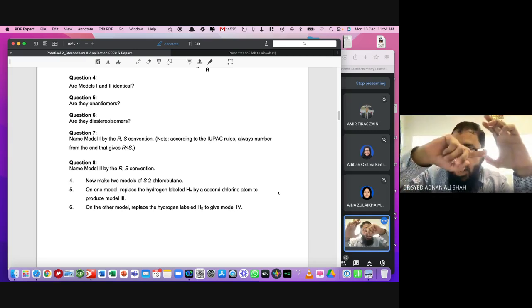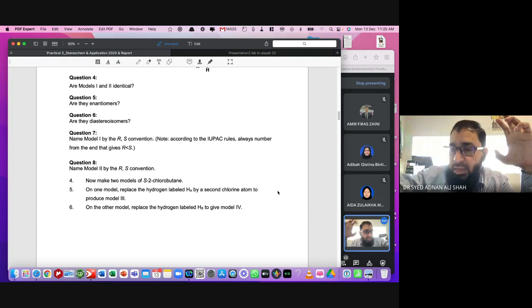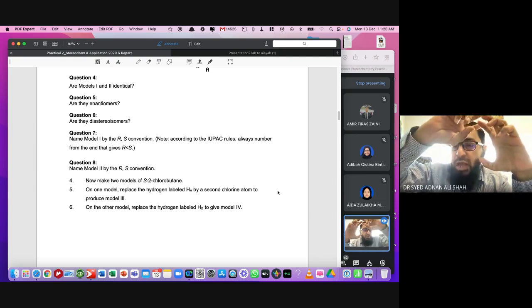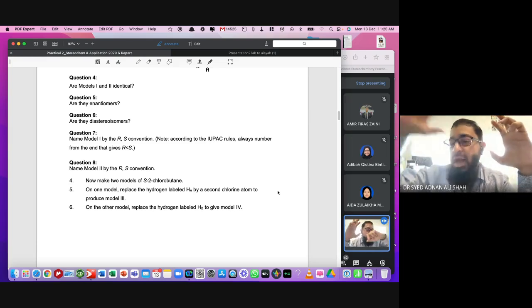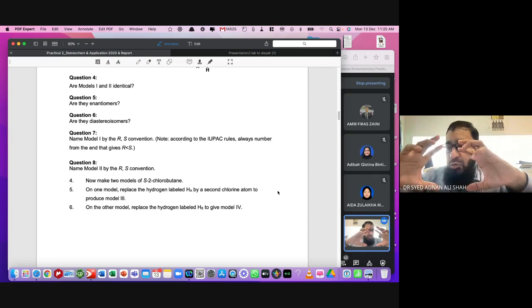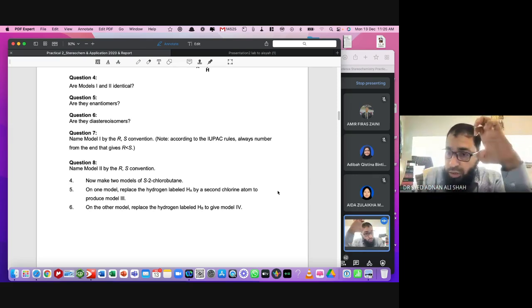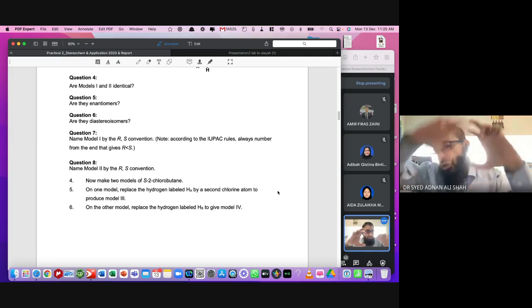S, S and R, S, they are diastereomers. And then you can have S, S and R, S, they are diastereomers. S, S and R, R are non-superimposable mirror images. They are exactly opposite: the opposite of S, S is R, R.